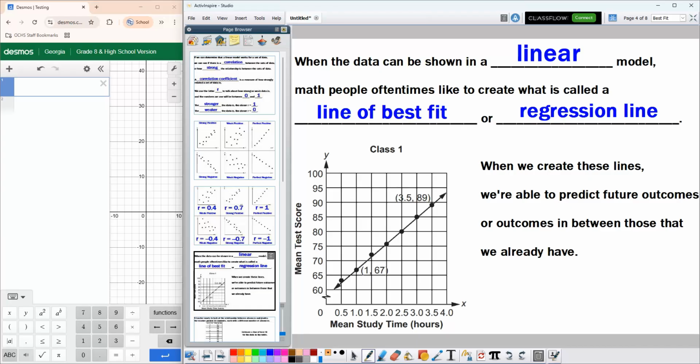When the data can be shown in a linear model, like we've talked about, math people oftentimes like to create what is called a line of best fit or a regression line. So a line of best fit. If you look down at this data right here, it shows the mean test scores and the study time. Well, that line that we drew in between those doesn't exactly hit all of them. It doesn't go straight through all of them, but it gets really close. It's a good representation of what's going on there, and it's going to help us predict future outcomes. Okay, that is a big deal for us.